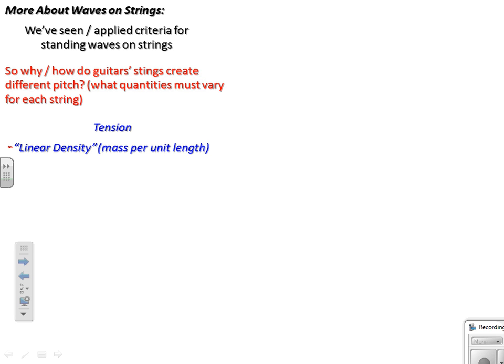The other thing, like we mentioned today, is that if we want a string to change its pitch, we can tighten it or loosen it. We can change the tension on the string. Those things also have a big effect on what frequency a string vibrates at. Let's write an expression for wave speed based on these two factors.